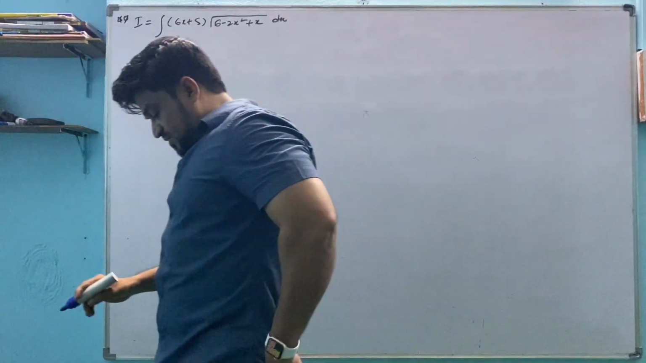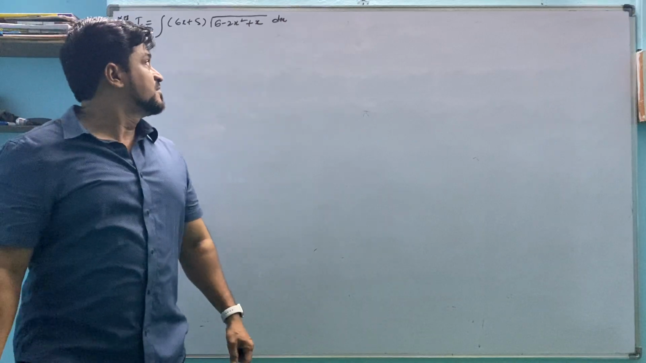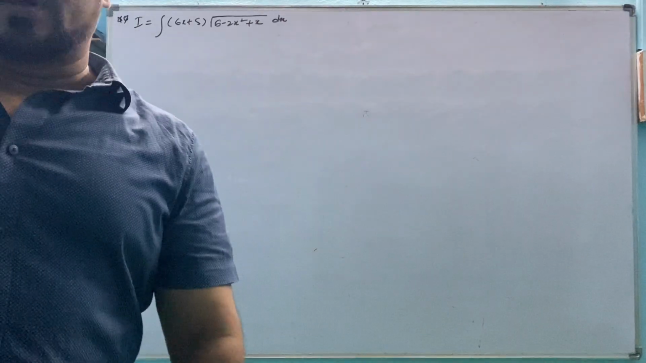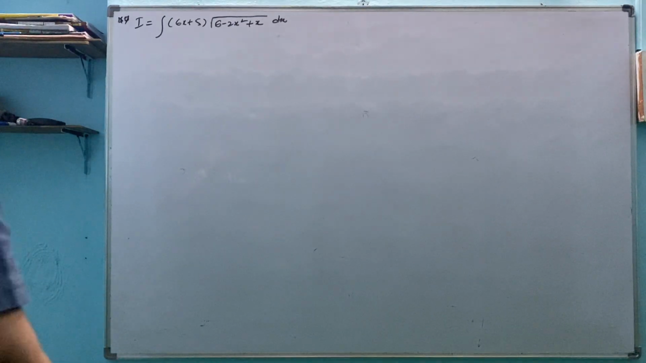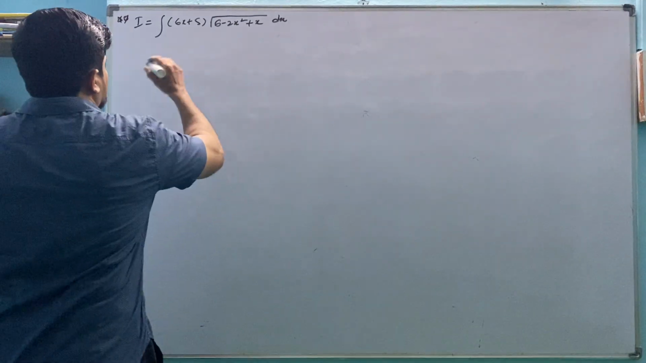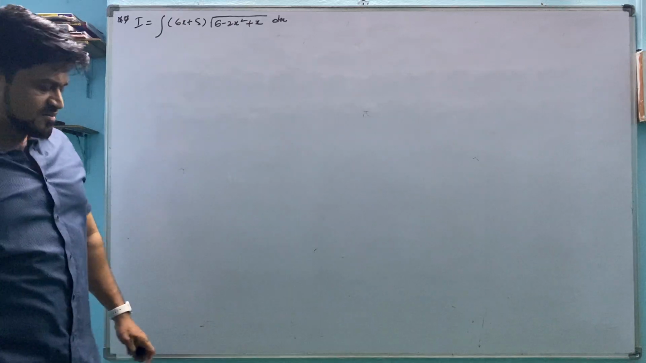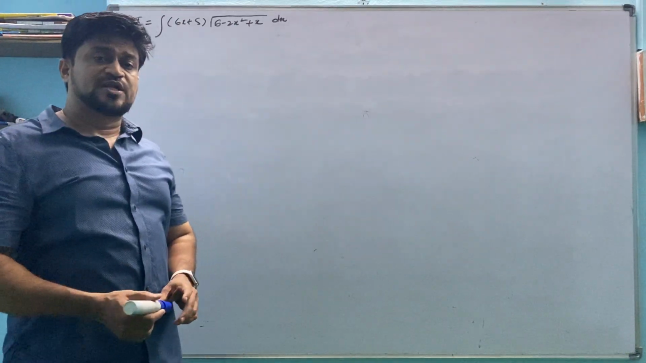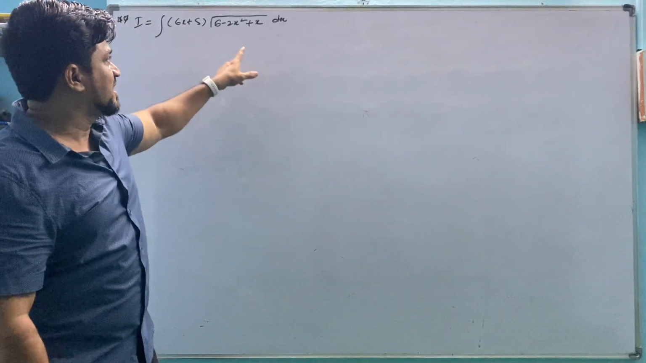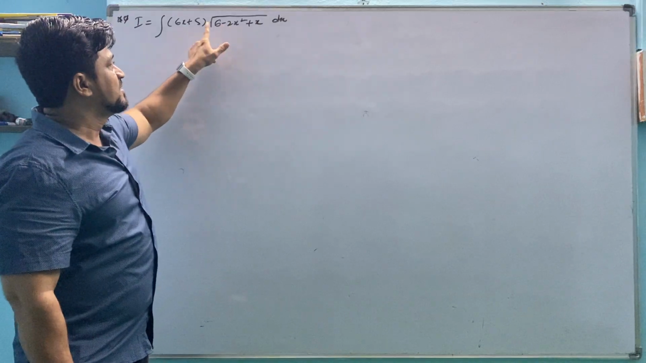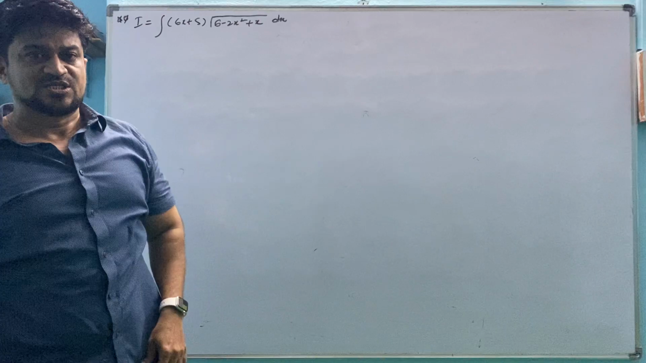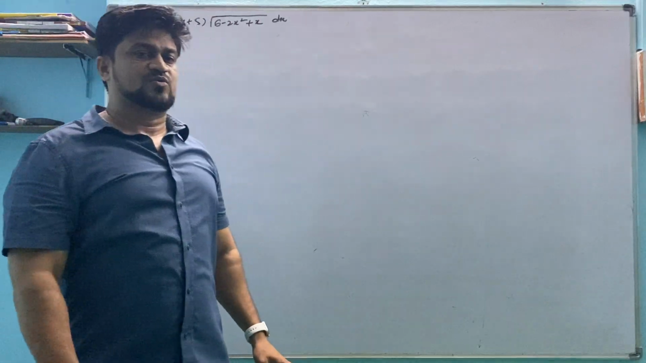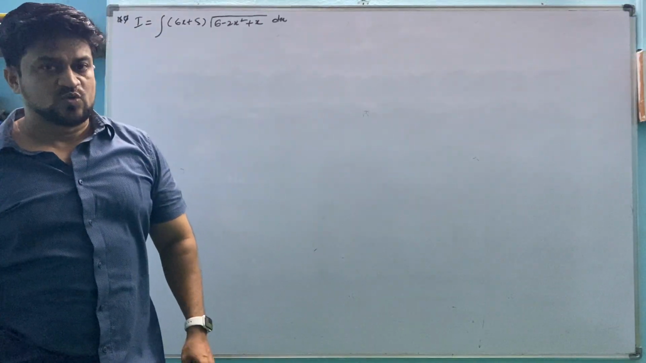In this one, I equals integral of (6x plus 5) by root over (6 minus 2x square plus x). By seeing this question, we get the idea that this belongs to linear function by root of quadratic function. See, if we consider t square also, what will I get? Minus 4x plus 1. We don't find minus 4x plus 1 here. So this is not the substitution method. So what will we do? We'll think of linear function by root of quadratic function.